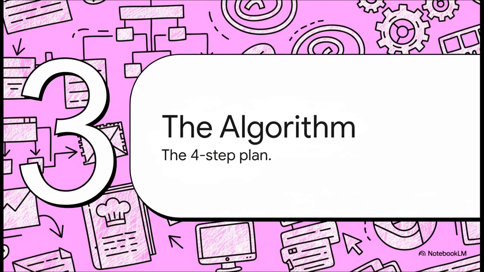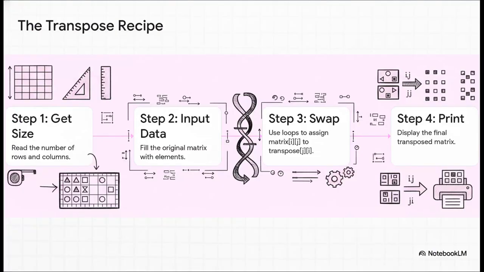Okay, now let's turn that logic into an actual plan. Because before you write any code, it's always a good idea to lay out a clear step-by-step recipe, an algorithm. And our recipe is just 4 easy steps. 1, we gotta know how big the matrix is. 2, we need to actually fill it up with our data. 3, and this is the big one, we'll use a couple of loops to apply that golden rule to every single element. And then 4, we'll print out the results so we can admire our work.